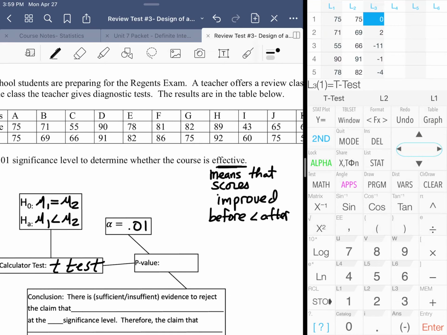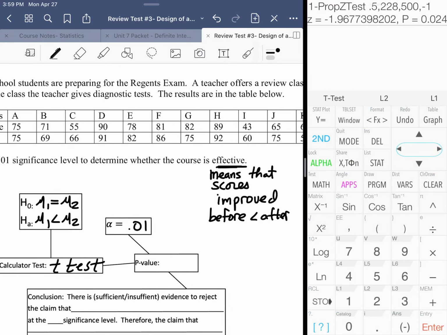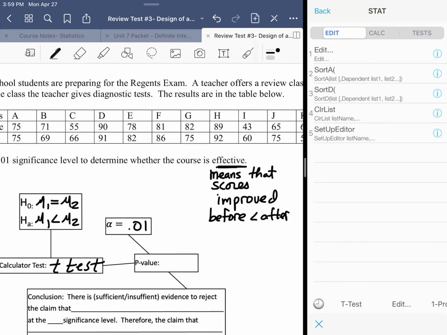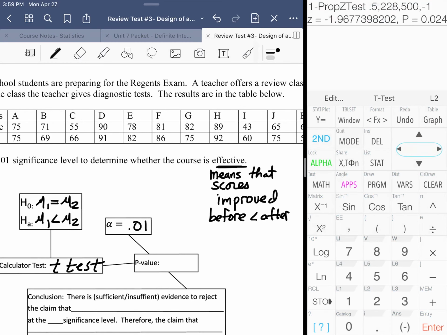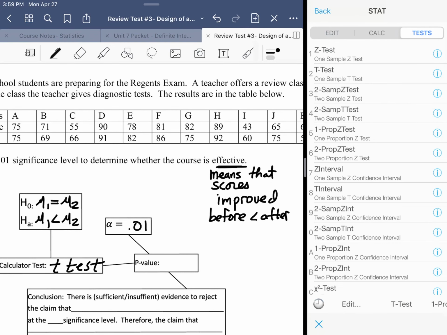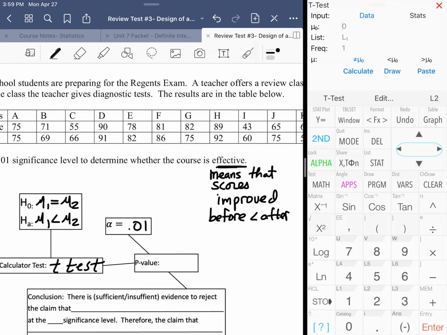So what I did there was I did stat, test, t-test, and it pasted it right into my display here. That may not happen for you, but if it does, don't clear, don't do anything, just quit. Stat, edit, and you'll see that it didn't change anything because I didn't hit enter. If you're ever in doubt, if you're in some kind of weird menu, hit second mode. That'll bring you to the home screen. Then do your stat, test, t-test.